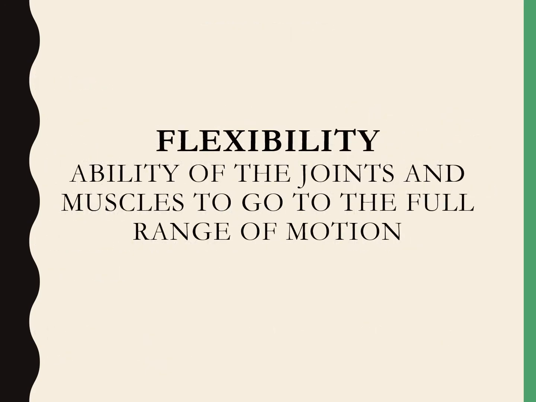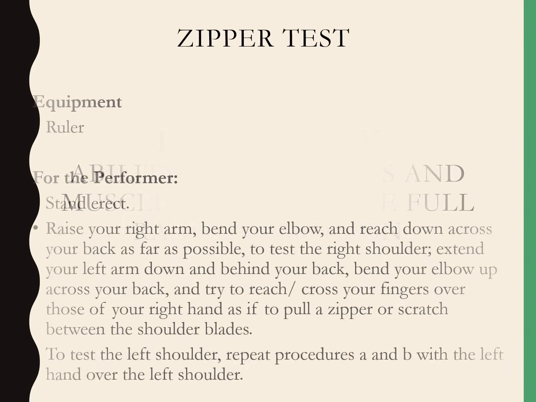Flexibility. So what is flexibility? Ability of the joints and muscles to go to the full range of motion. So zipper test, one of the tests that test the flexibility of the students. So the equipment we're going to use is ruler.